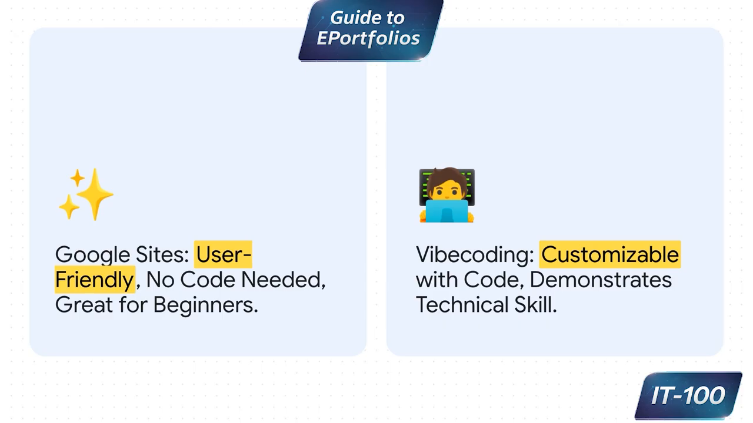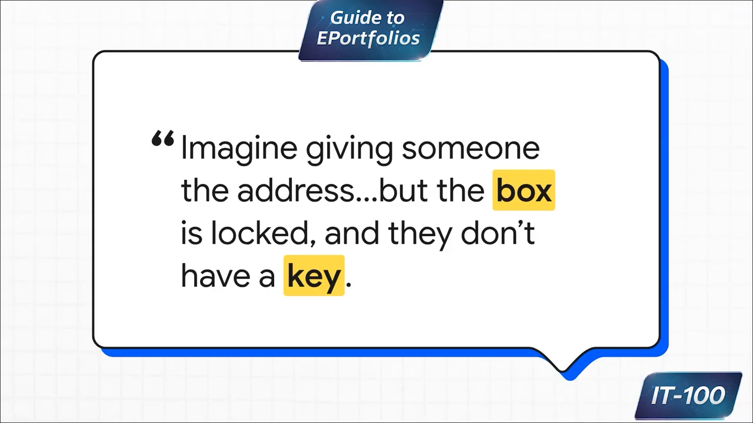But if you really want to show off your coding chops, a platform like Vibe Coding lets you customize everything, and building the site itself becomes a project you can talk about. Just choose the tool that best fits your own goals. Now, before you hit that publish button, I want you to imagine something. Imagine giving someone the address to a P.O. box so they can pick something up, but when they get there, the box is locked and you never gave them a key? Super frustrating, right?